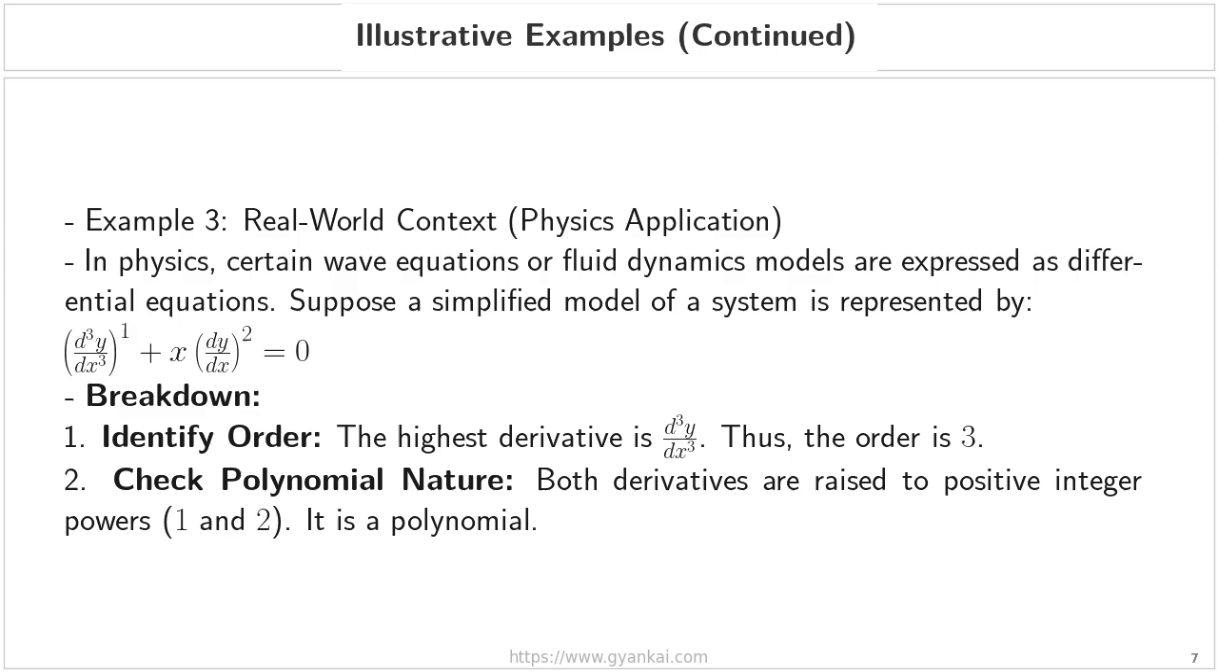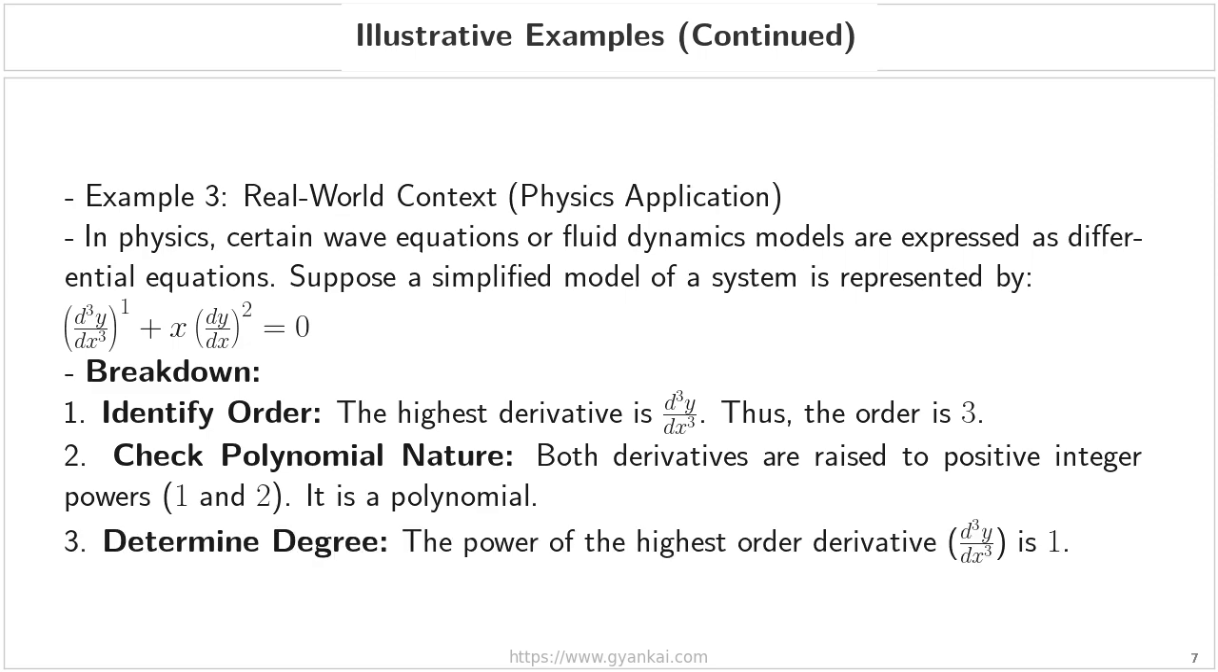Second, step 2, check for polynomial nature. We need to ensure the derivatives aren't trapped inside functions like sine or exponents. Here, our derivatives are raised to the powers of 1 and 2, which are positive integers. Since there are no fractional powers or transcendental functions affecting the derivatives, the equation is indeed a polynomial in its derivatives.